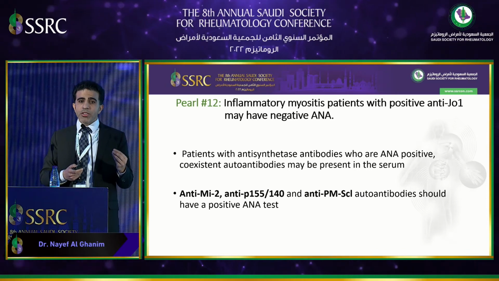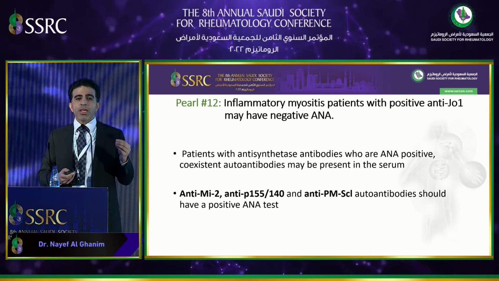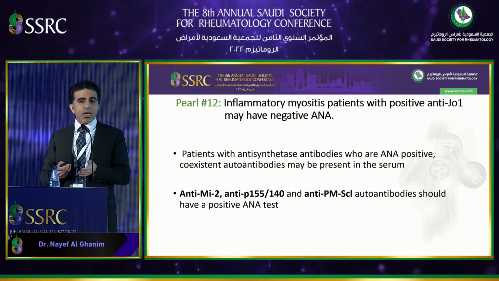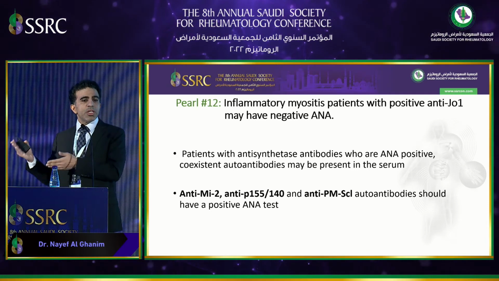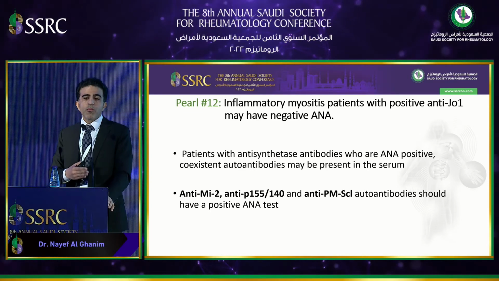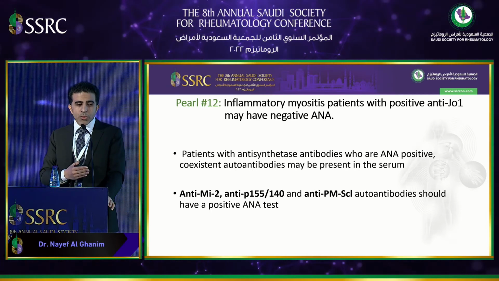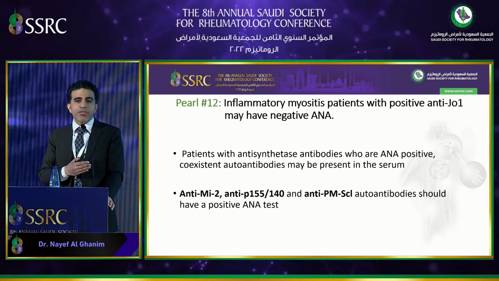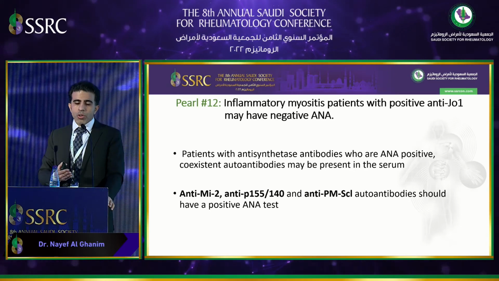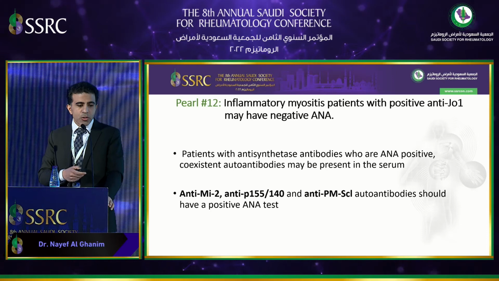If you have a patient with inflammatory myositis and anti-synthetase syndrome and the ANA is positive, you have to think either there is a coexistence of a connective tissue disease, like overlap, or there is a presence of other myositis-specific antibodies like anti-Mi2, anti-p155/140, which is now called TIF1, or the anti-polymyositis scleroderma autoantibodies.